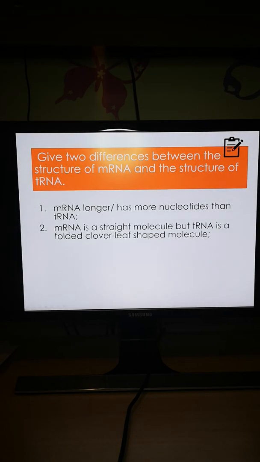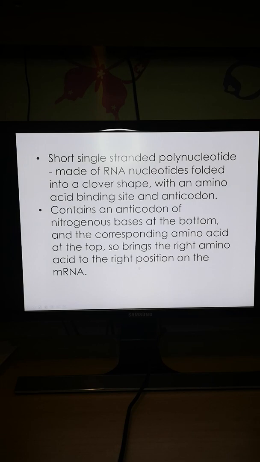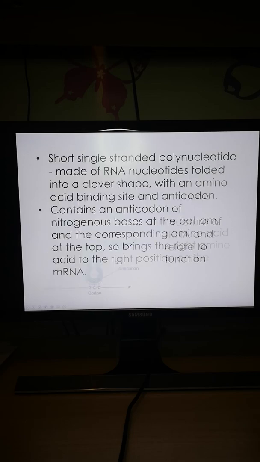Second one, the mRNA is a straight molecule, but tRNA is folded into that clover shape. I'm pretty sure you've got that one. mRNA contains no base pairs at all, so there's no hydrogen bonding, but the tRNA has got base pairing. So if I take you back to the picture of it, can you see here all the hydrogen bonds between complementary bases? So it's actual base pairing between the same strands. It's only single-stranded still, but there are these regions of complementary base pairing to hold that clover shape.